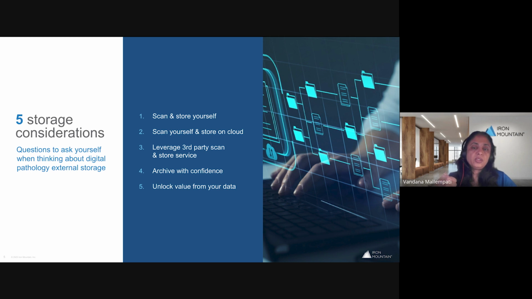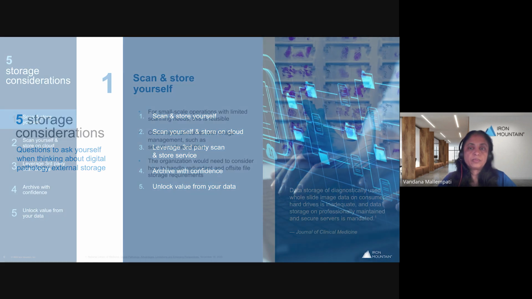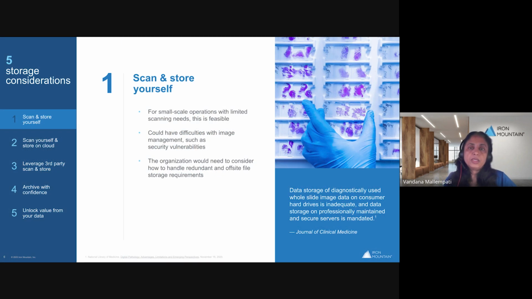Scan and store yourself, scan yourself and store on cloud, leverage third-party scan and store service, archive with confidence, unlock value from your data. Let's look at each one of these options. Option 1, scan and store yourself.